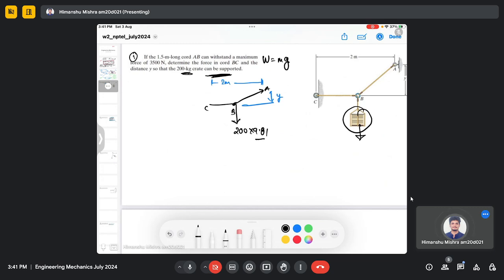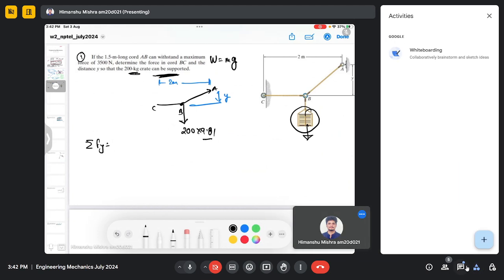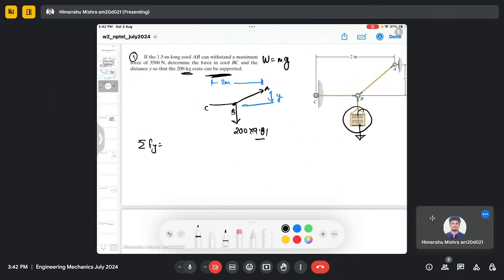Okay, so first consider the forces along the y direction, which should be 0. So why did I choose the forces along the y direction? Because I can actually balance the weight with the component of this force acting in this AB cord.